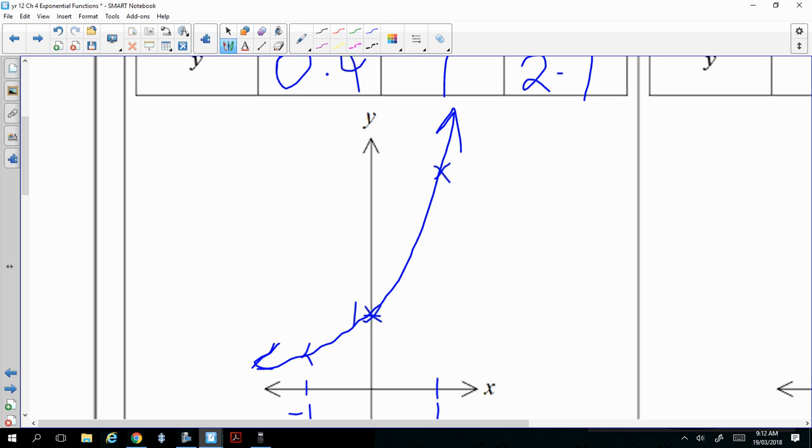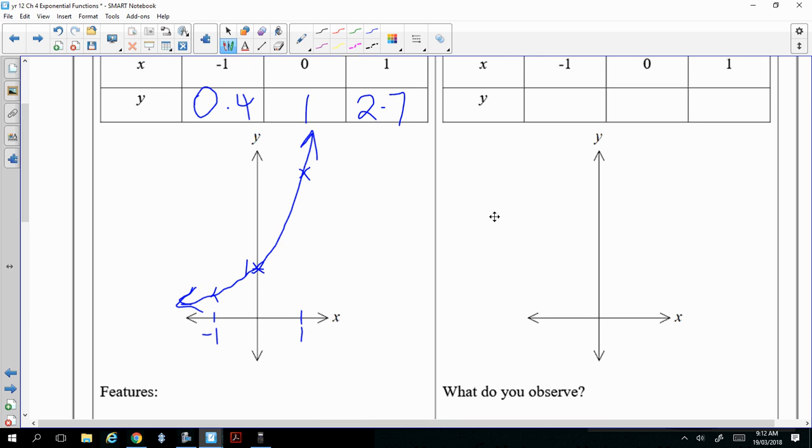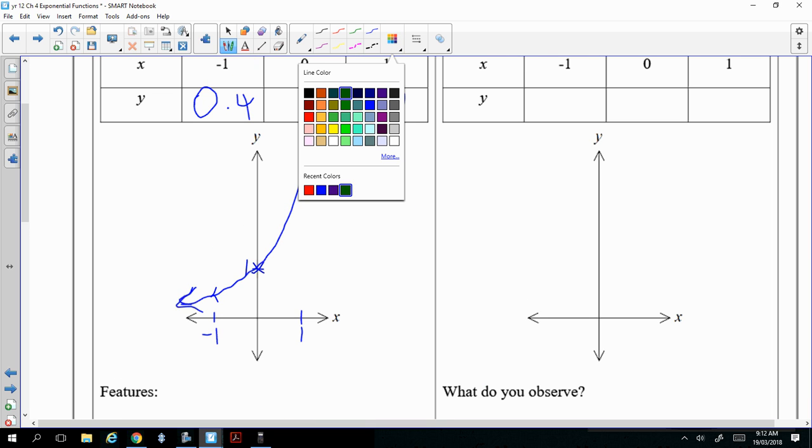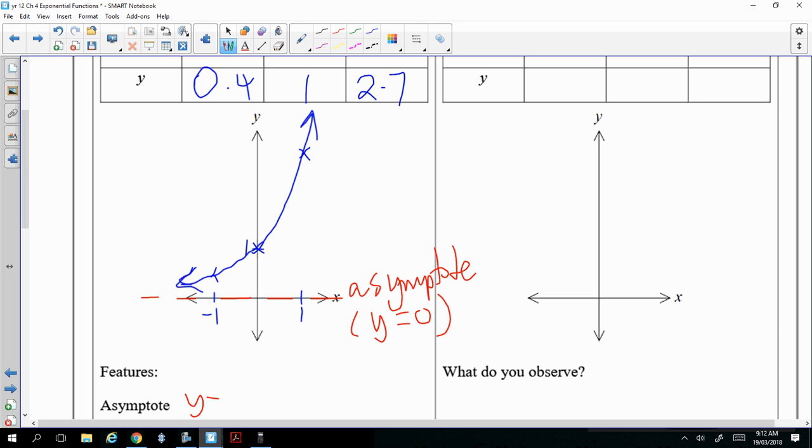Alright, this graph has an asymptote with the equation y equals 0. Okay, so write down y equal to 0. Features, yep, okay, like that. And then draw the other few. See the transformation with the negative x.